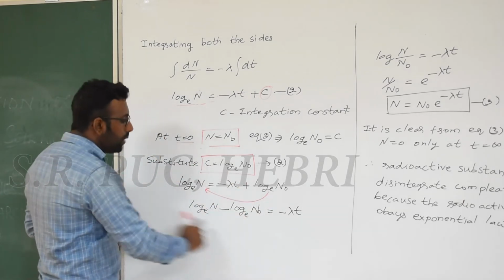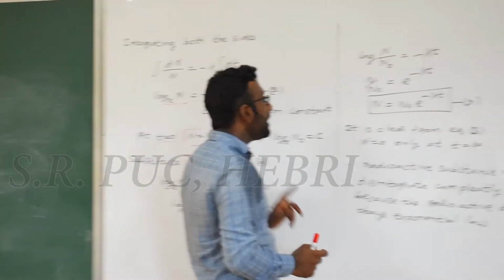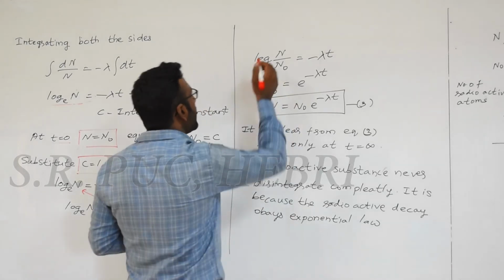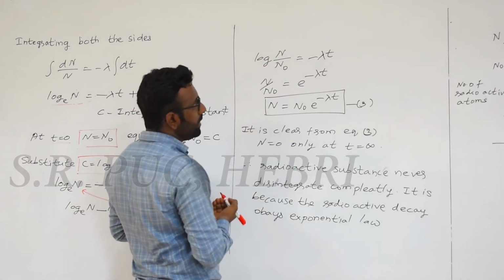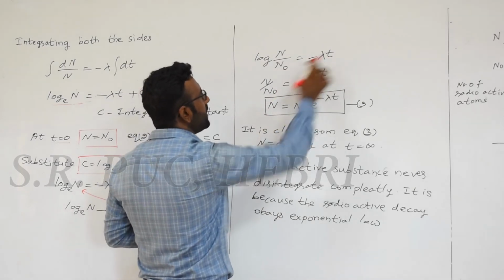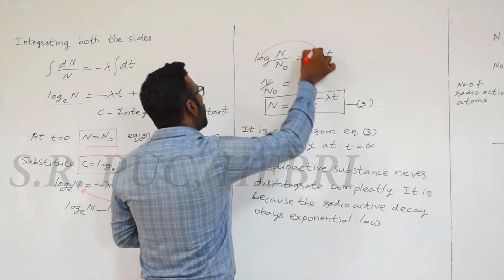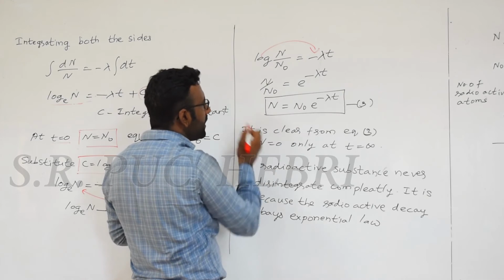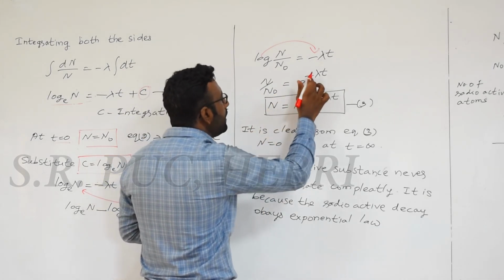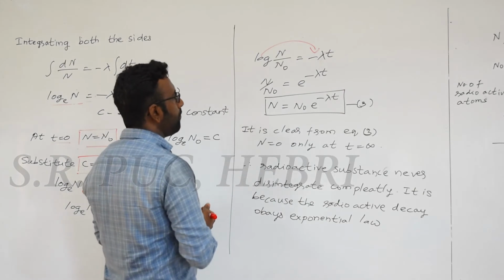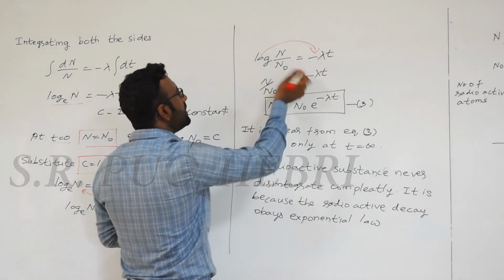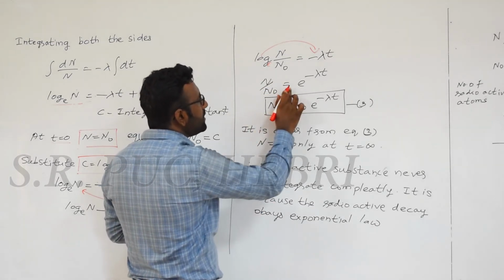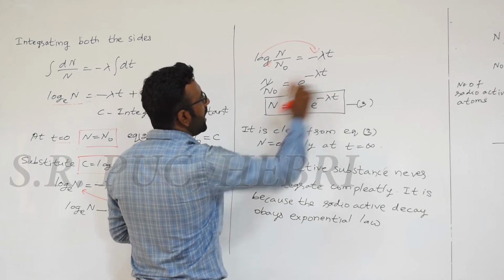Now you know how to deal with the log. Log a minus log b is equal to log a divided by b. So what happened? Log of N divided by N naught is equal to minus lambda t. When you take this log to the other side, it actually becomes e. So what do you get? N divided by N naught is equal to e to the power minus lambda t. When the log is taken to the other side, it becomes N divided by N naught equal to e to the power minus lambda t.